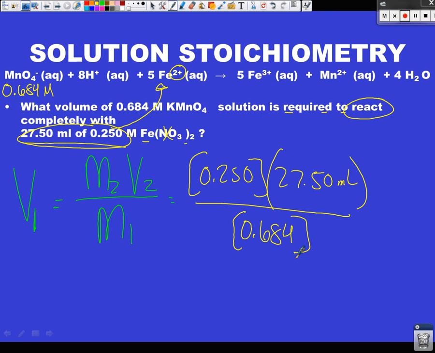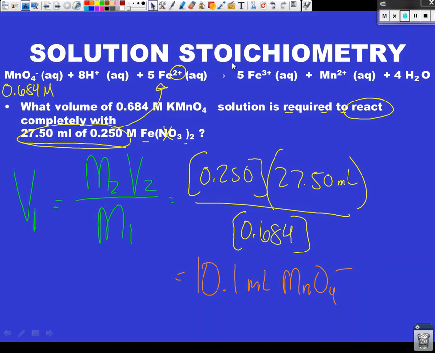So what's your answer? A number. Very good answer. So what is it? 10.1 mL of MnO4 minus. You don't need to put K. If you want to put it, sure, but do you need to? No. That's fine.